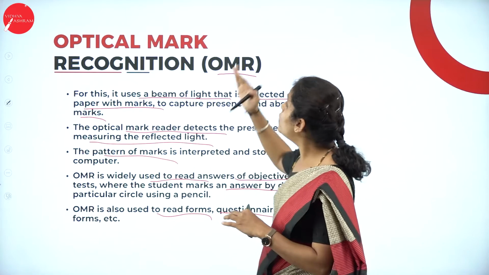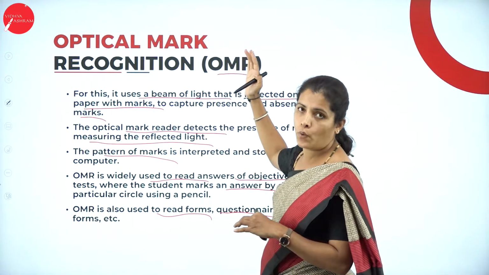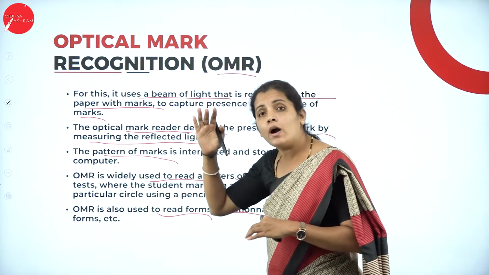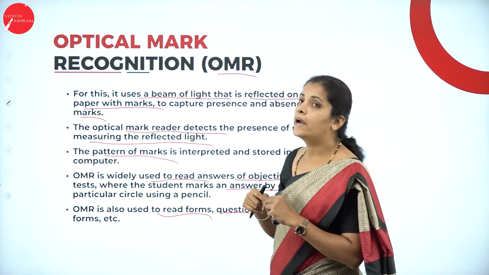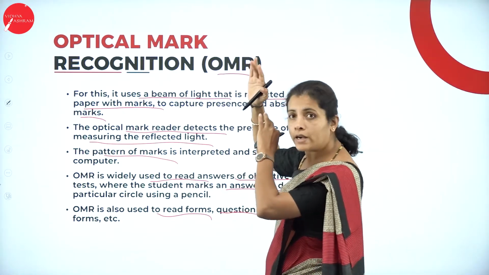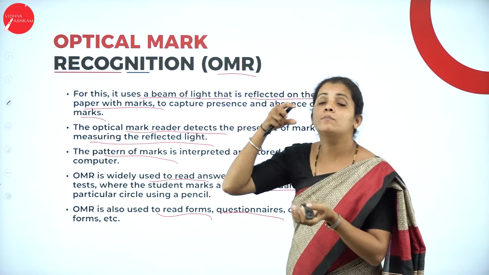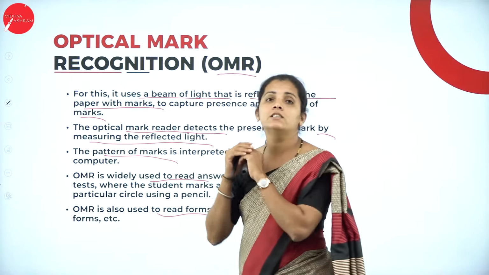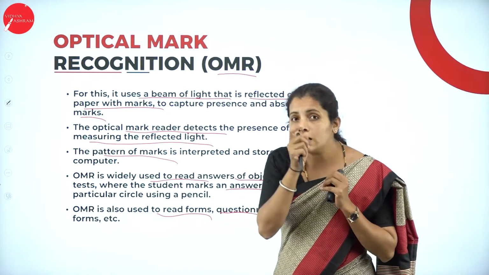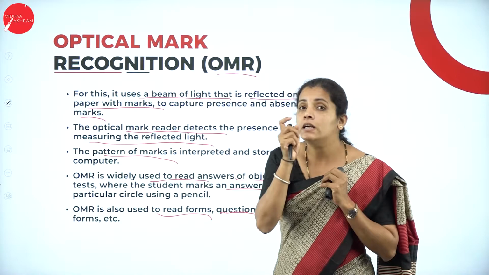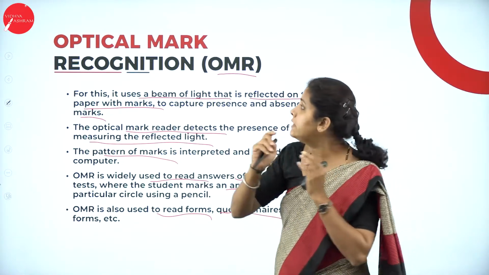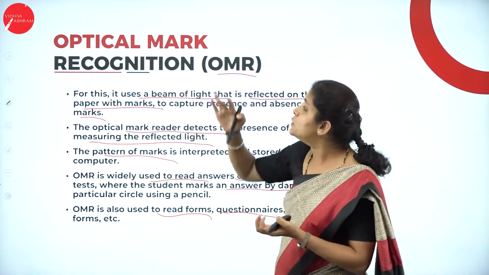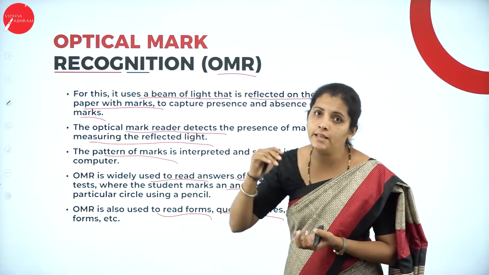Dear students, then what are the disadvantages of OMR? The OMR reader requires a specific sheet format. Another disadvantage of OMR is that it works properly only if the circle is marked or darkened properly. Otherwise, it is very difficult to read the mark.